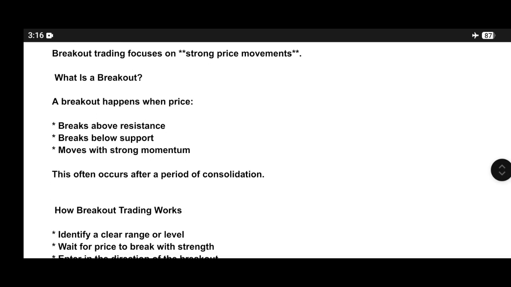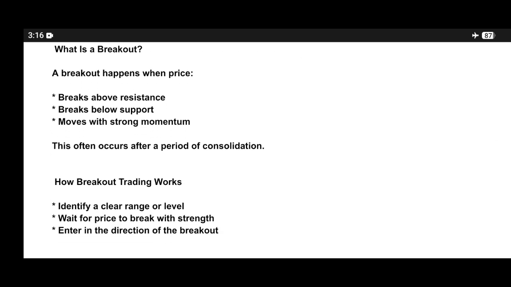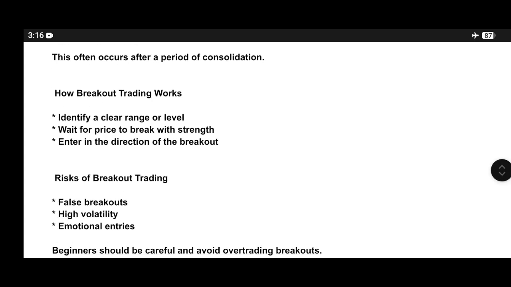A breakout happens when price breaks above resistance, when price breaks below support, and when price moves with strong momentum. This often occurs after a period of consolidation. How breakout trading works: one, identify a clear range or level. Wait for price to break with strength and enter in the direction of the breakout.